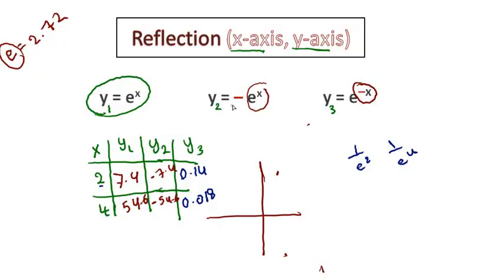I conclude that when I multiply y, or the whole function, by a negative sign, the function will be reflected in the x-axis, or reflected vertically. When I multiply x by negative, the function will be reflected horizontally, or reflected in the y-axis.